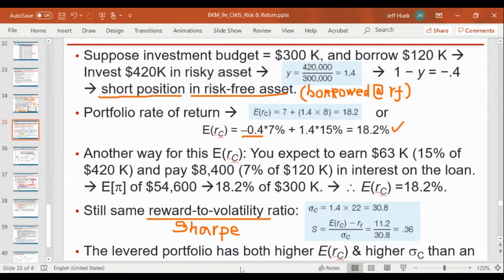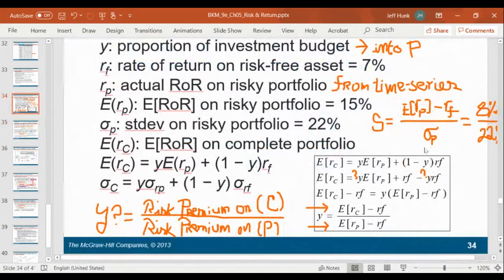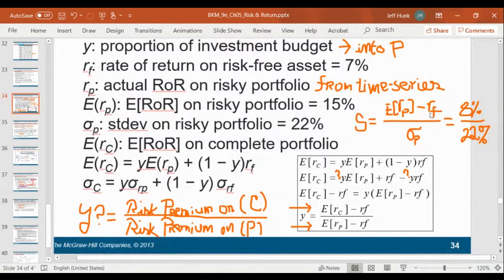But regardless, it will still be the same Sharpe ratio, the same reward to volatility. Suppose you put 100% into the risky portfolio, right? What's going to be your risk premium? The risk premium will still be 8%, no matter what, right?